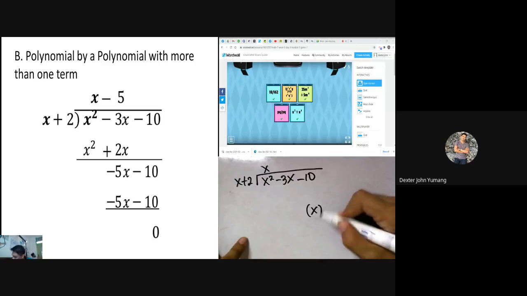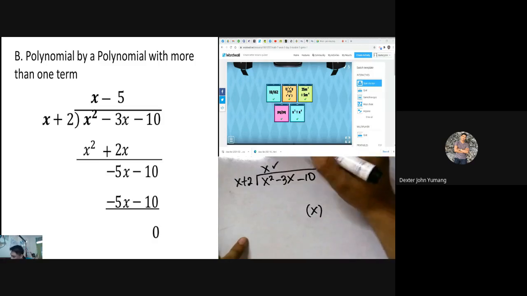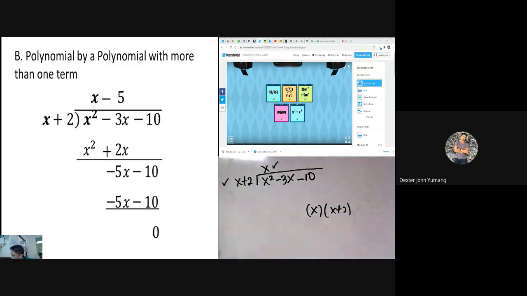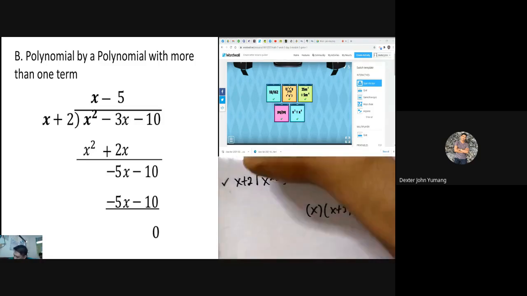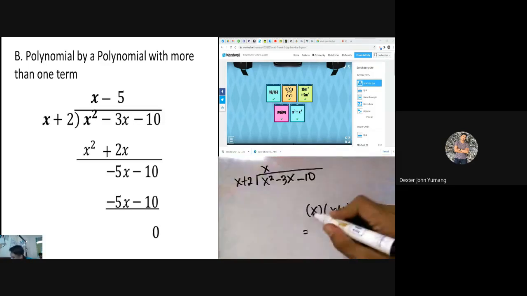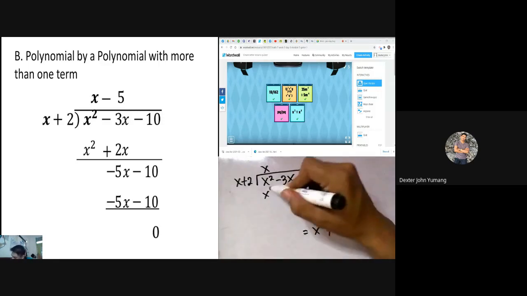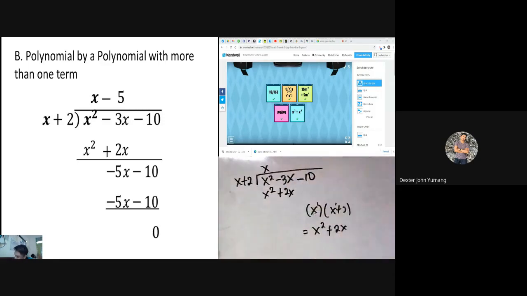Itong x, ito po yun. Yan po. Times x plus 2. Okay? Ano pong gagawin natin dyan? I-multiply natin sila. So we have x times x, x squared. Diba pag mag-multiply, i-add ang exponent. May invisible 1, invisible 1. Magiging x squared na siya. X plus 2, wala pong parehong variable or number. So kopyahin lamang po sila. 2 times x, 2x. Una lagi si number. So ito na po yung sagot dito. X squared plus 2x.